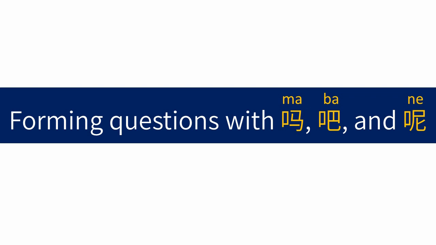Welcome back, everyone. Today, we are going to learn the three characters ma, ba, and ne, used in Chinese to indicate questions. How do we form questions with these words? And what's the difference between the three? Now, let's start with ma first.